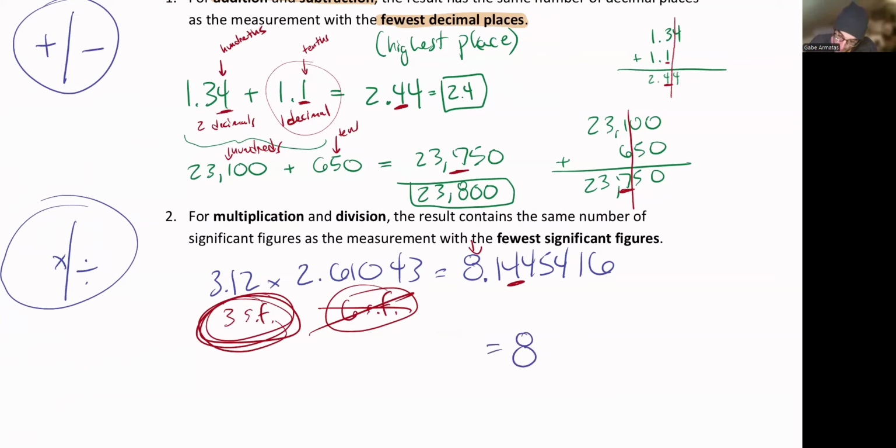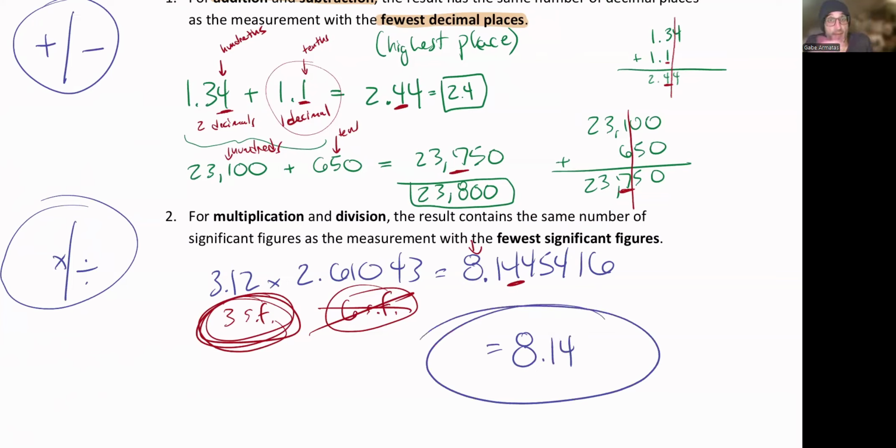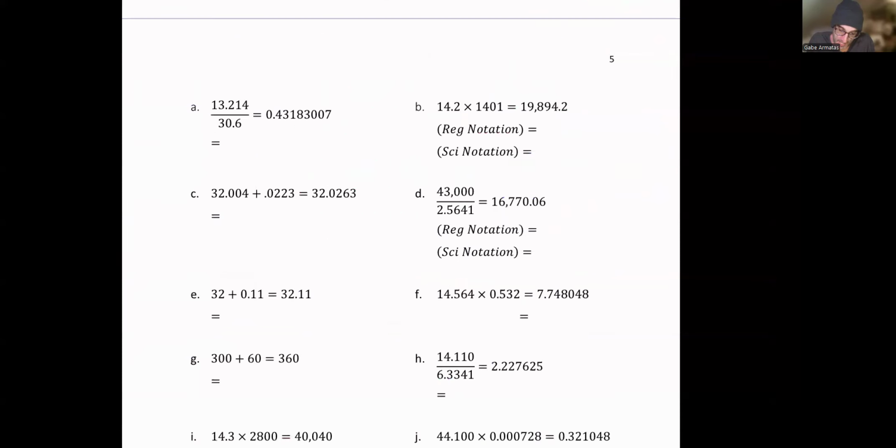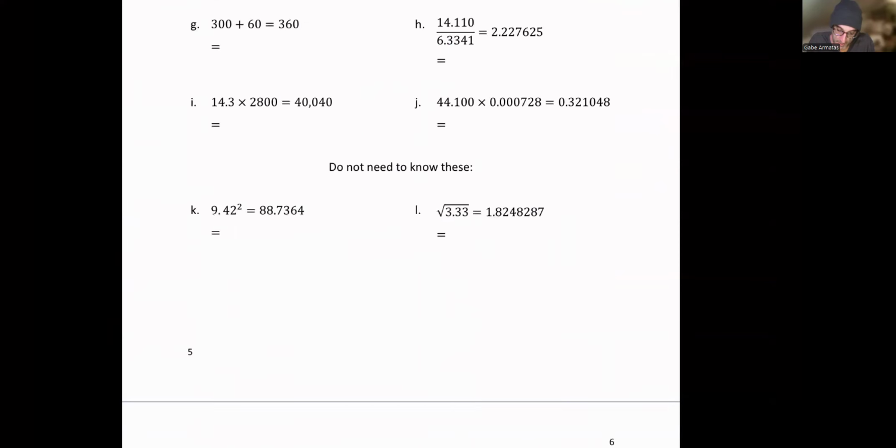My answer is 8.14. Boom. That's it. If you're dividing, it's the same thing. Your answer should match the least number of sig figs in the measurements. That's it.